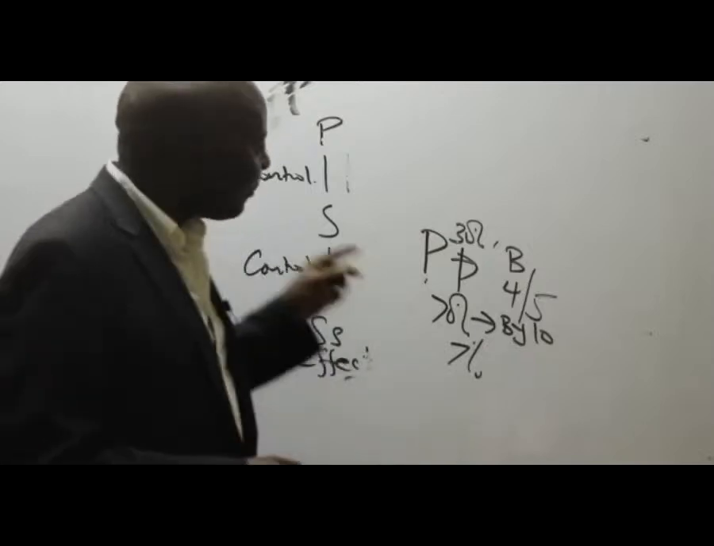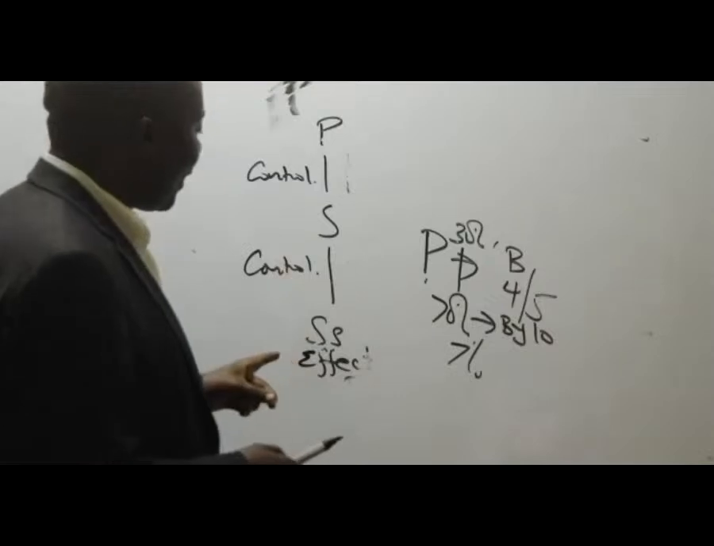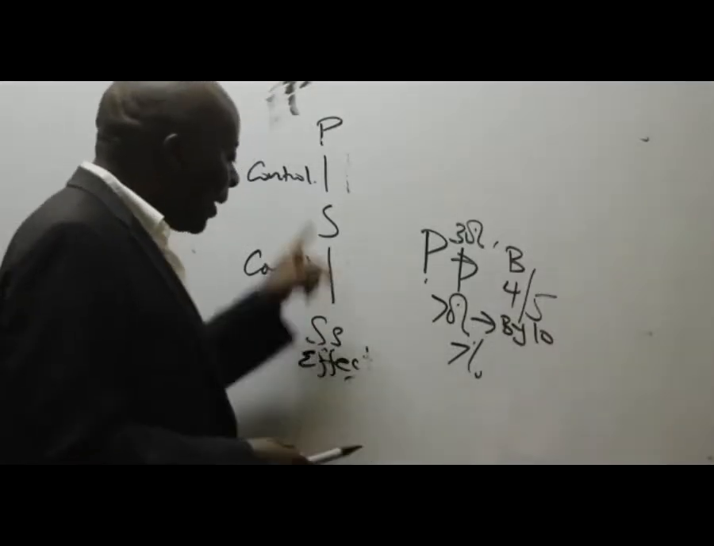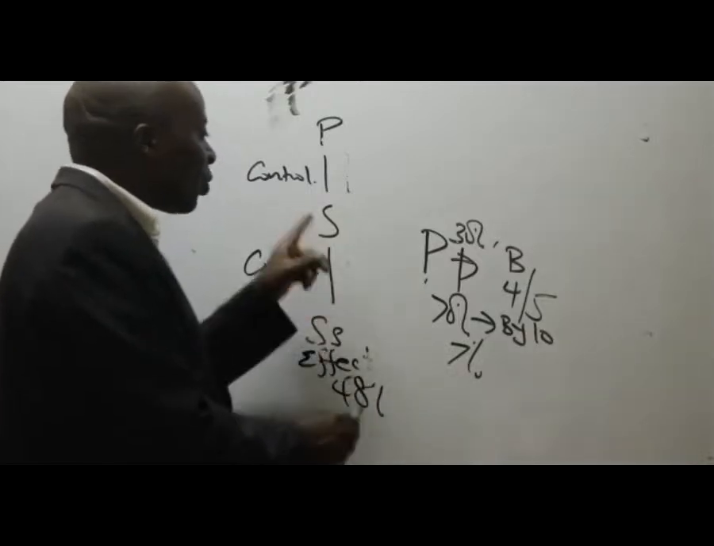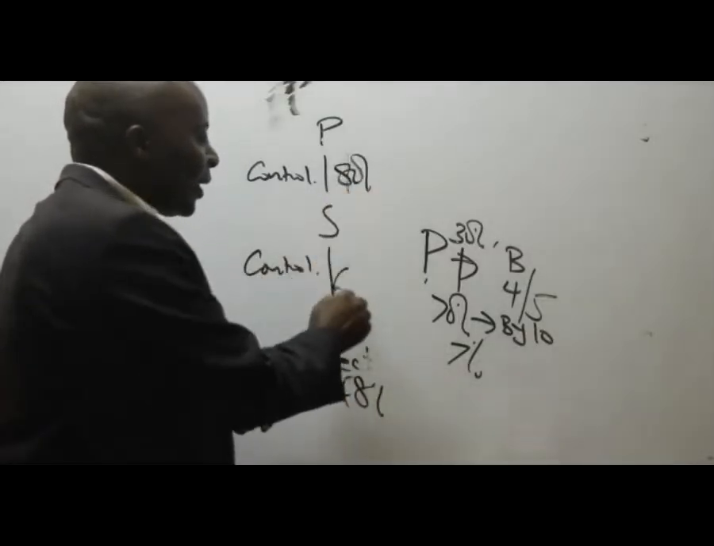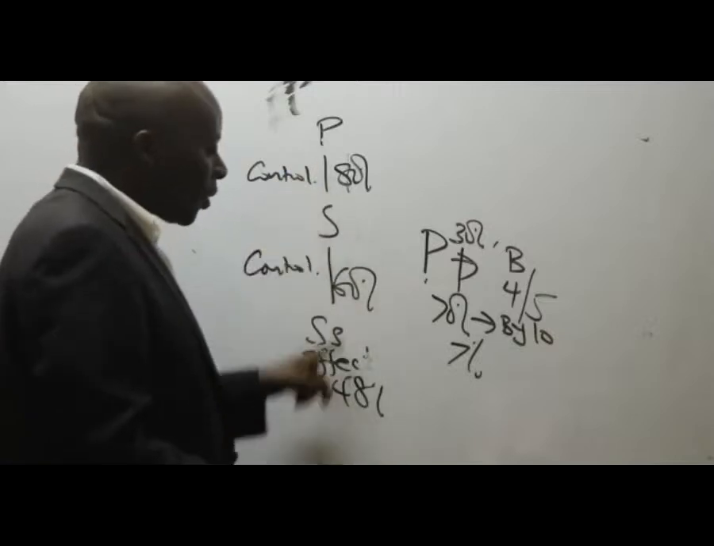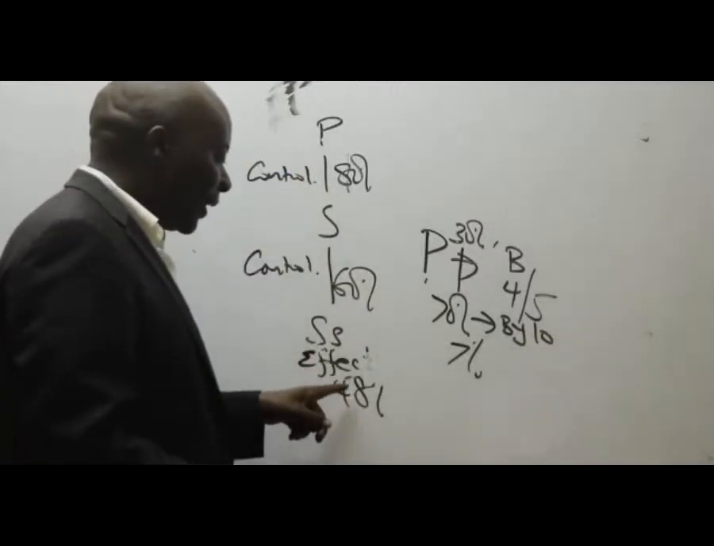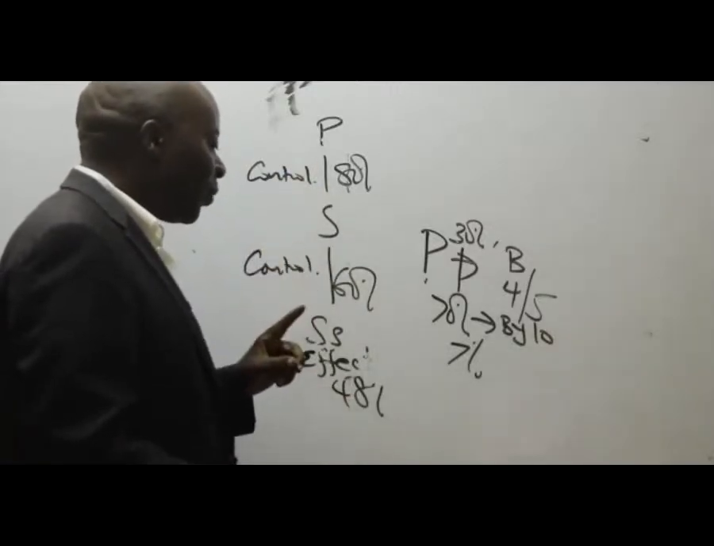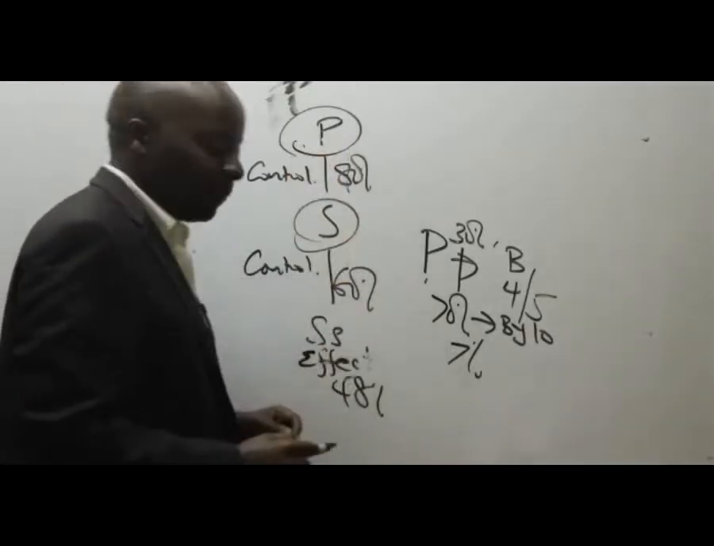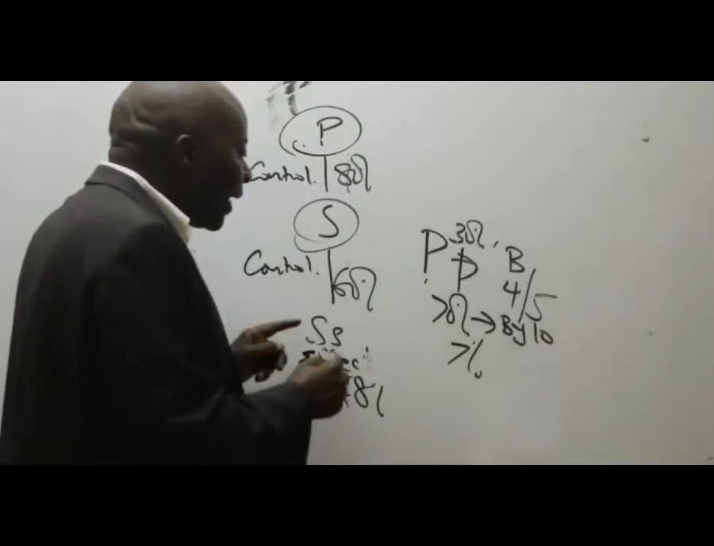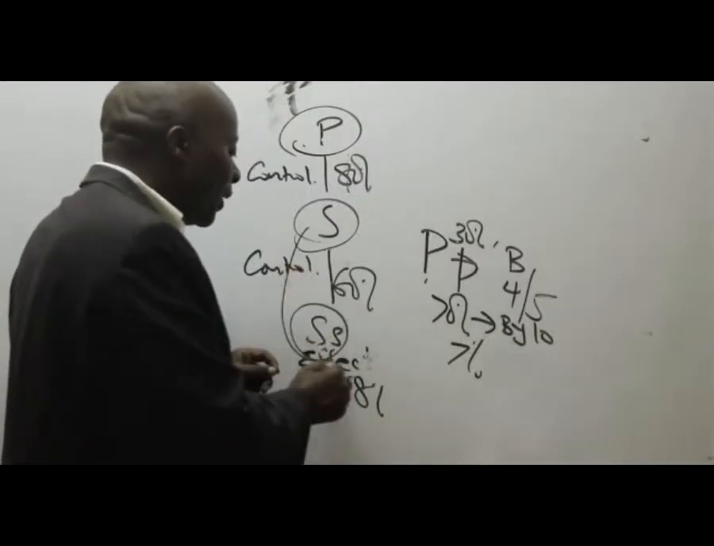So in this particular case, we are saying effectively, P has got what percentage here? P has got 48% in SS because of the 80% here and the 60% there. But now, what is happening here? Here, we've been able to control S. And S is in control of who? S is in control of SS.